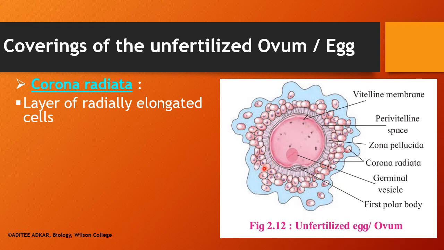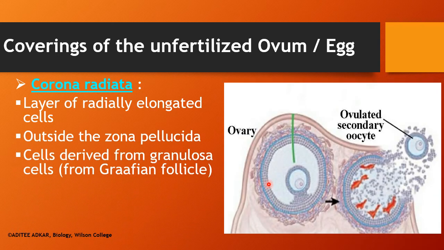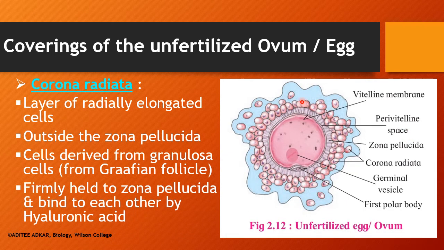Outside the zona pellucida is a thick cellular layer which is known as the corona radiata. This layer contains granulosa cells which are radially elongated cells. These cells are actually derived from the Graafian follicle. As we know, the Graafian follicle, the mature follicle, contains the secondary oocyte. A layer of granulosa cells surrounds the secondary oocyte, and when during ovulation the Graafian follicle bursts open and releases the secondary oocyte, this layer of cells remains attached to the secondary oocyte, and this layer forms the corona radiata.